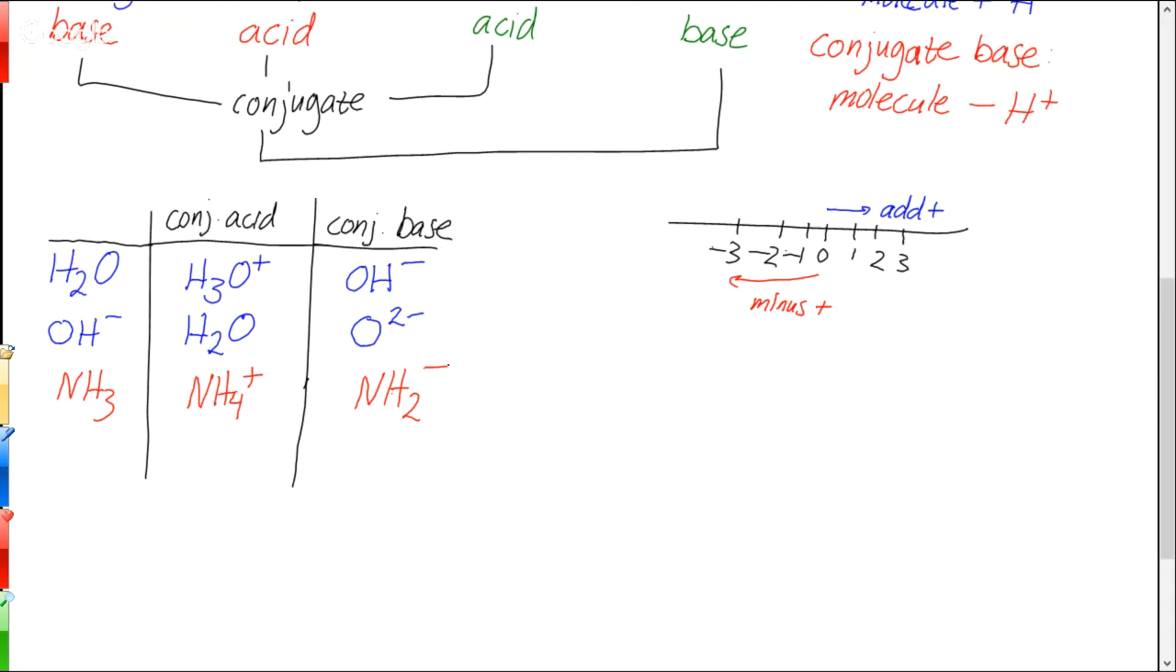So if you start with a neutral molecule, the conjugate acid will always be +1 and the conjugate base will always be -1. If you start with a -1 molecule, it'll be 0 and -2. So those will always be the same because we're always just losing H plus.